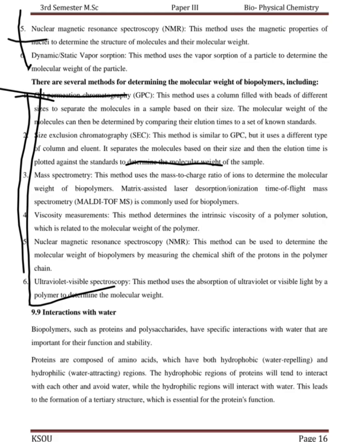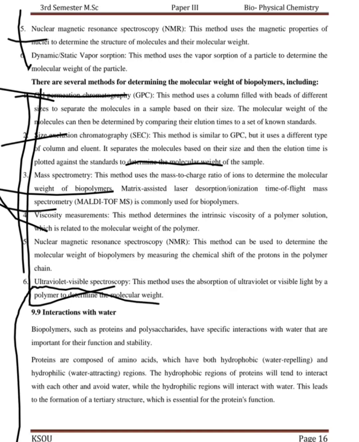So for each instrument, you should know the purpose for which you are going to use it. NMR, UV visible spectroscopy, mass spectroscopy, these are the instrumentation methods which are going to identify their shape, molecular weight, and size. And next is the interaction with water.